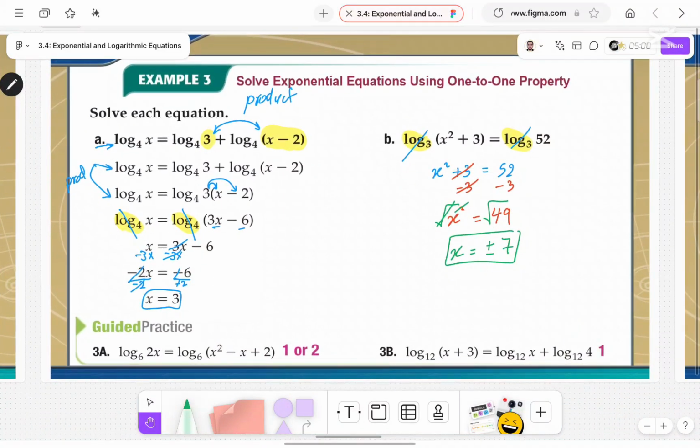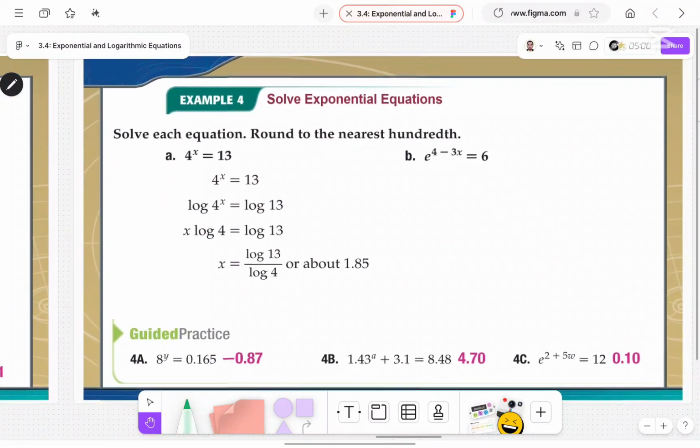Now try to solve these two questions. Take your time to solve them, and if you need help, please let me know. Now let's go to example 4.